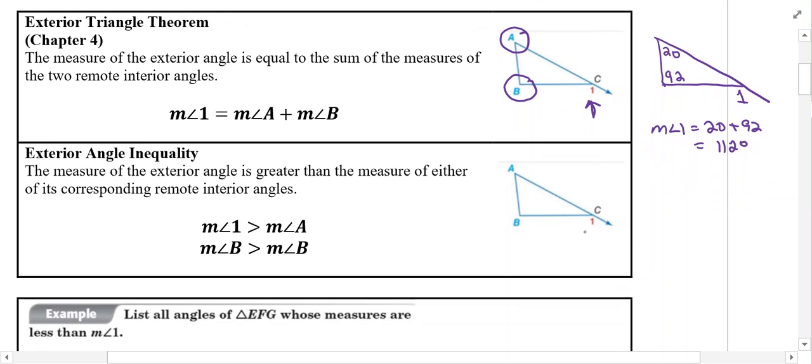Since the measure of angle 1 is the measure of angle A plus the measure of angle B, then the measure of angle 1 has to be greater than the measure of angle A, and it also has to be greater than the measure of angle B.